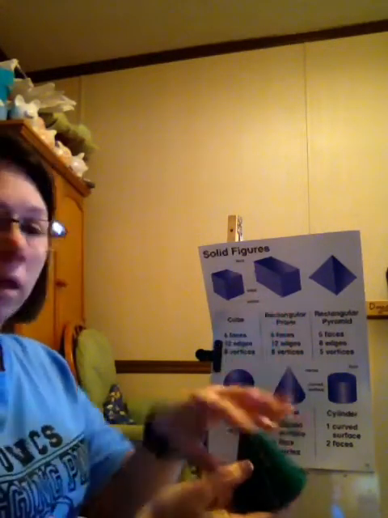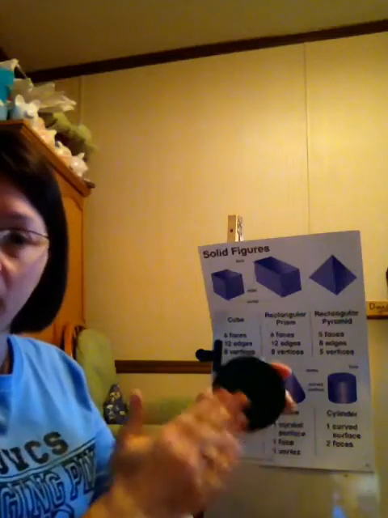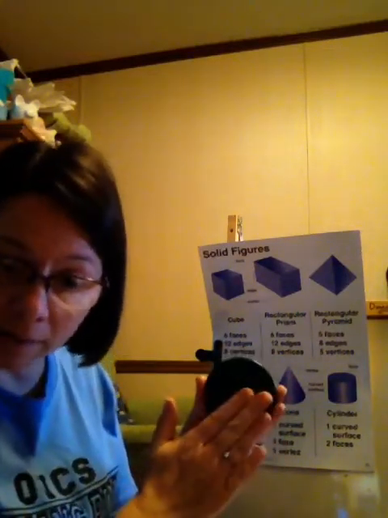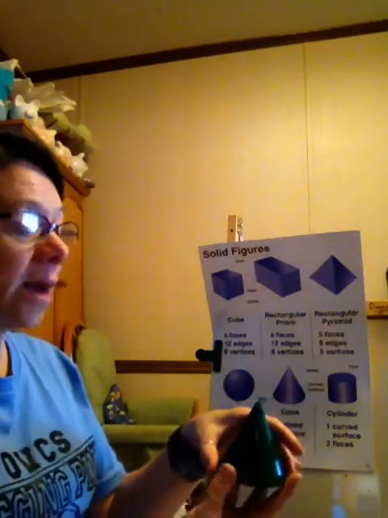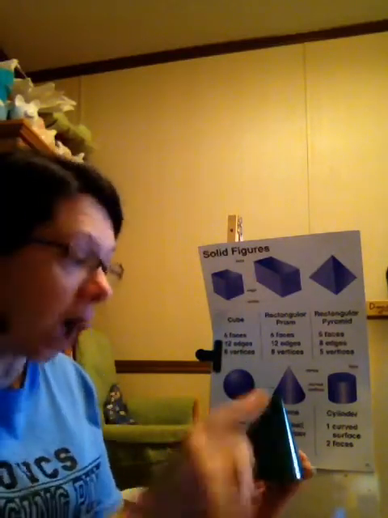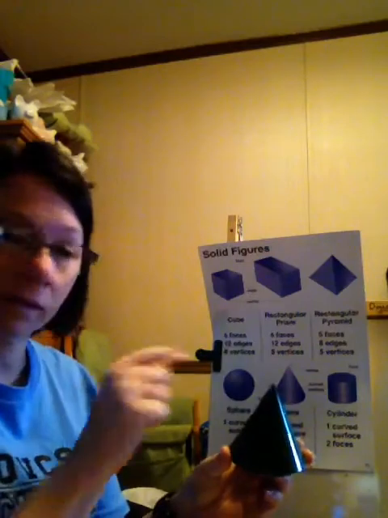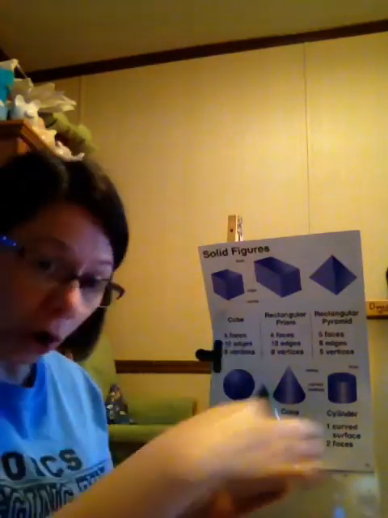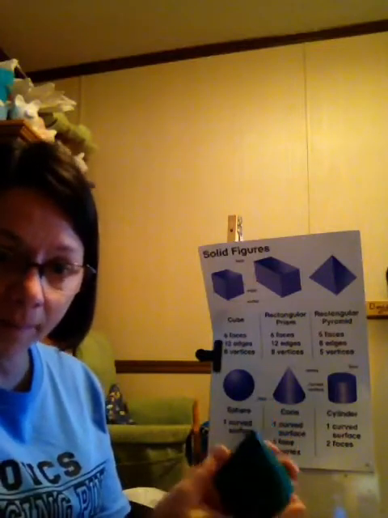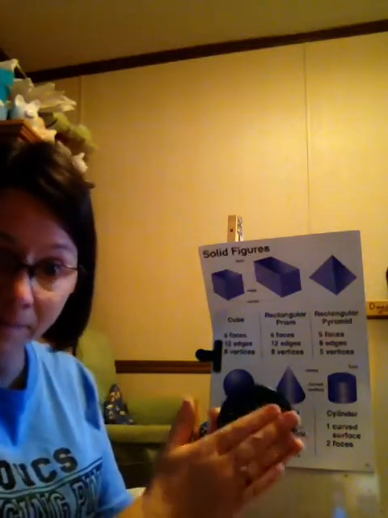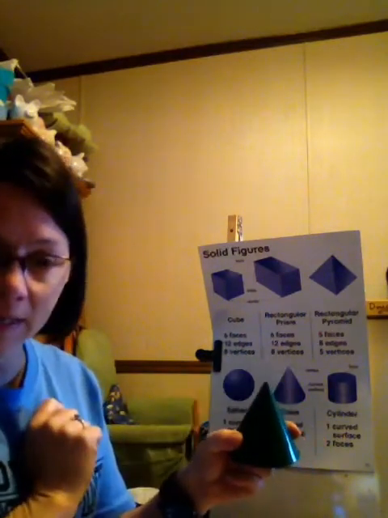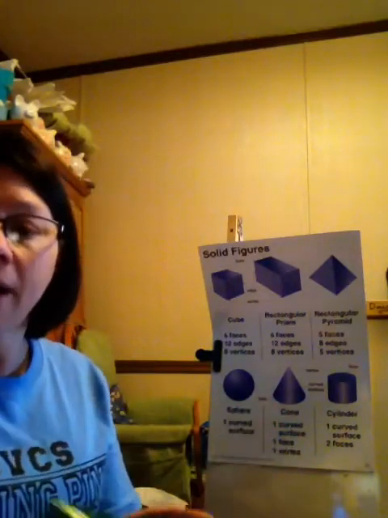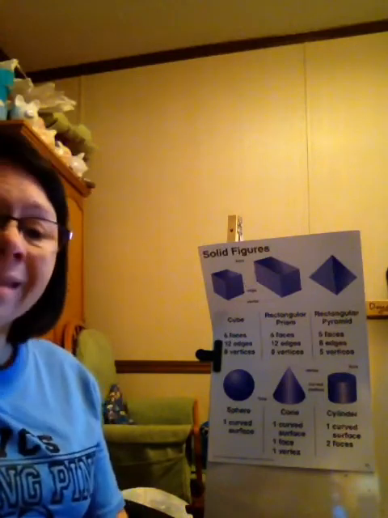It has one face. Sometimes people don't think it has a face, but it has a face right here. And it also has one vertex, just right there. So a cone has a curved surface, one face, and one vertex. A little bit easy too. Just got to remember.